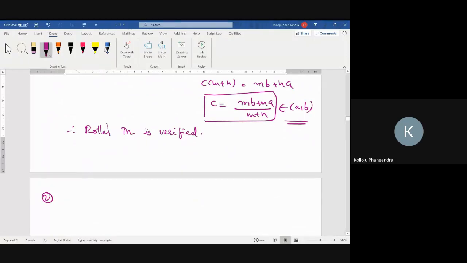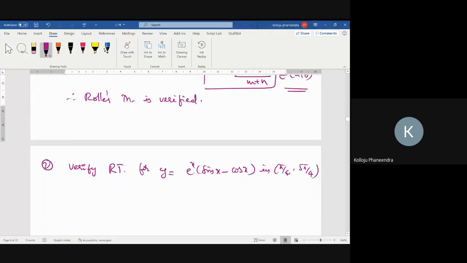You take exercise. Where is the exercise? Right. Verify Rolle's theorem. RT stands for Rolle's theorem. Verify Rolle's theorem for y equal to e to the power of x into (sin x minus cos x) in the interval pi by 4 to 5 pi by 4.